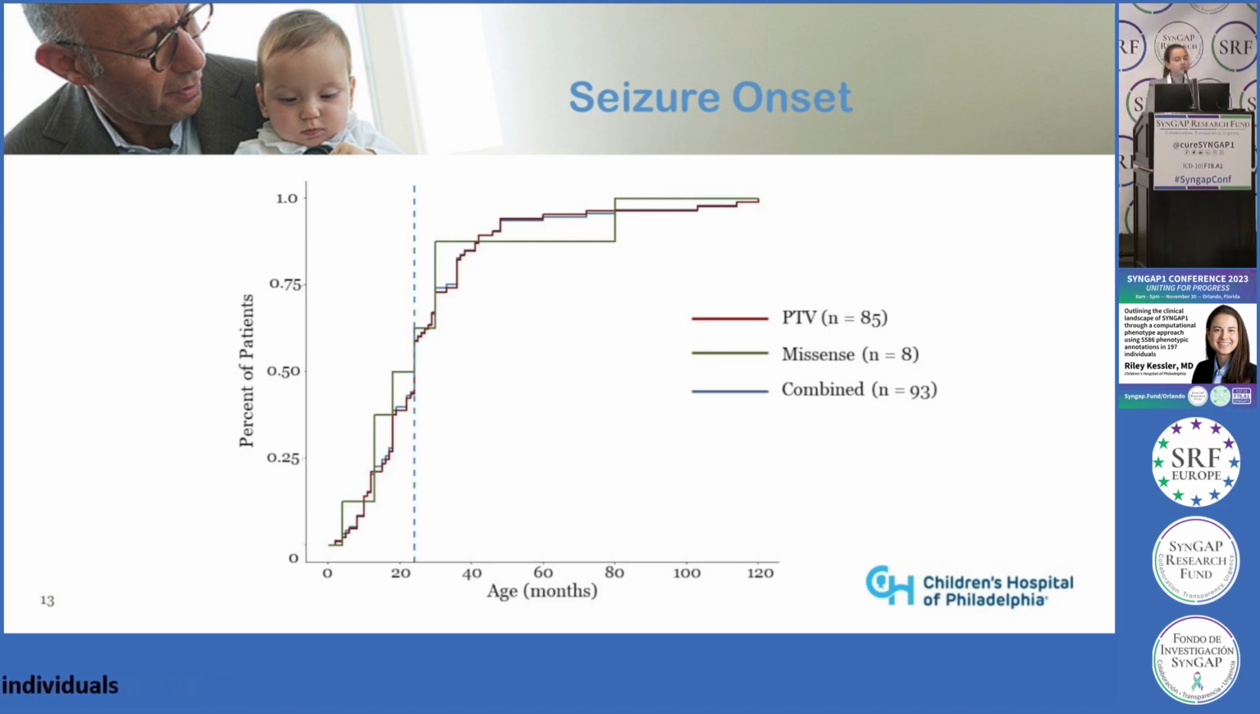Lastly, we can look at the age of seizure onset. So here again, we have a graph showing the cumulative percent of patients who have had their first seizure over age. And the vertical dashed line here represents the median age of onset, which was 24 months. And that's on par with other studies in SYNGAP1, which have suggested that the first seizure is usually in the second or third year of life.